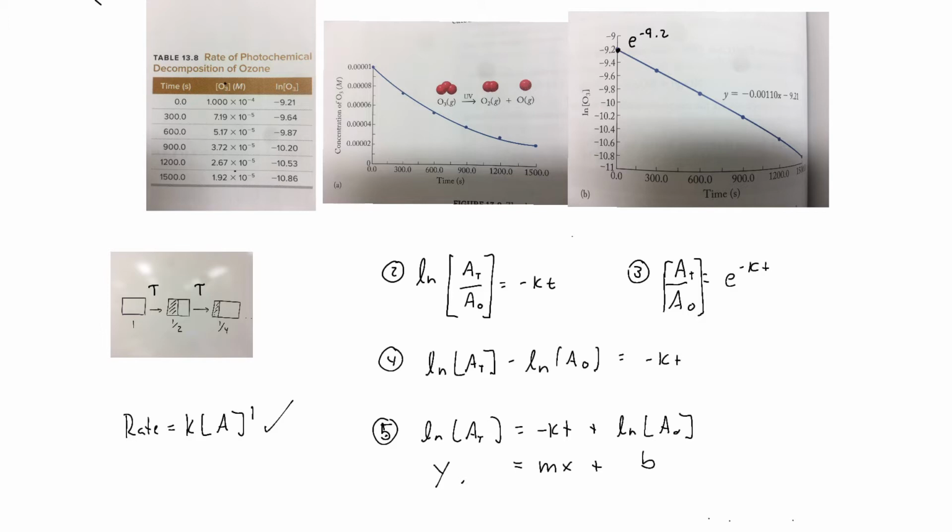For example, in this data table 13.8, what you can see is after 600 seconds or so, it goes from 1.0 times 10 to the minus 5 to 0.517, it gets halved. So it looks like about 600 seconds for a half-life. You can see that because if you go another 600 seconds, to 1200, you see it's at 2.67 times 10 to the minus 5, which is about half of that. This thing has a regular half-life. It's probably first order.